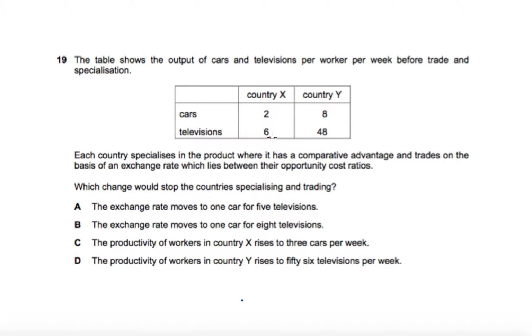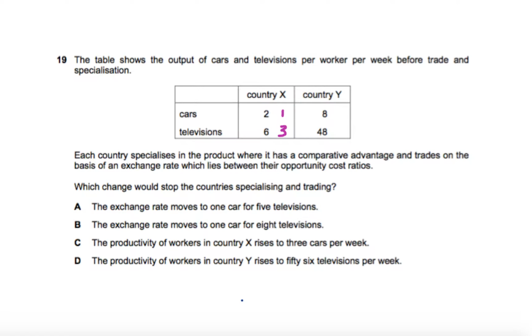The opportunity cost for country X between cars and televisions is actually the ratio between cars and television. So that is 2 divided by 6, which gives us the ratio of 1 and 3. So this means that in order to produce one car, country X has to give up 3 televisions.